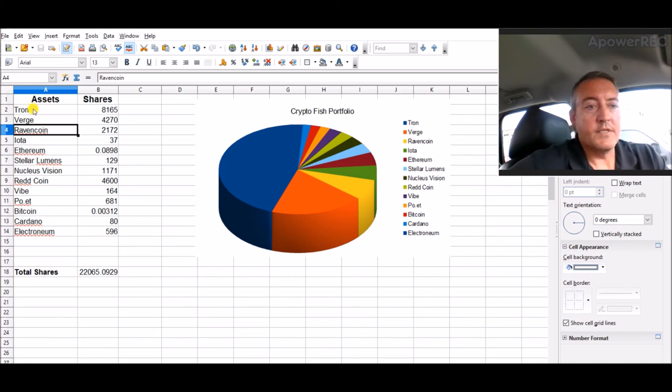I'm really hoping Tron's mainnet launch takes off. And then, of course, the value of that would go up tremendously, which would be really nice. Also, Verge, they're doing a lot of things behind the scenes, forming a lot of partnerships. So I'd like to see that go up as well. Ravencoin, that's another one I'm hoping goes up a lot. I've been mining a lot of Ravencoin.